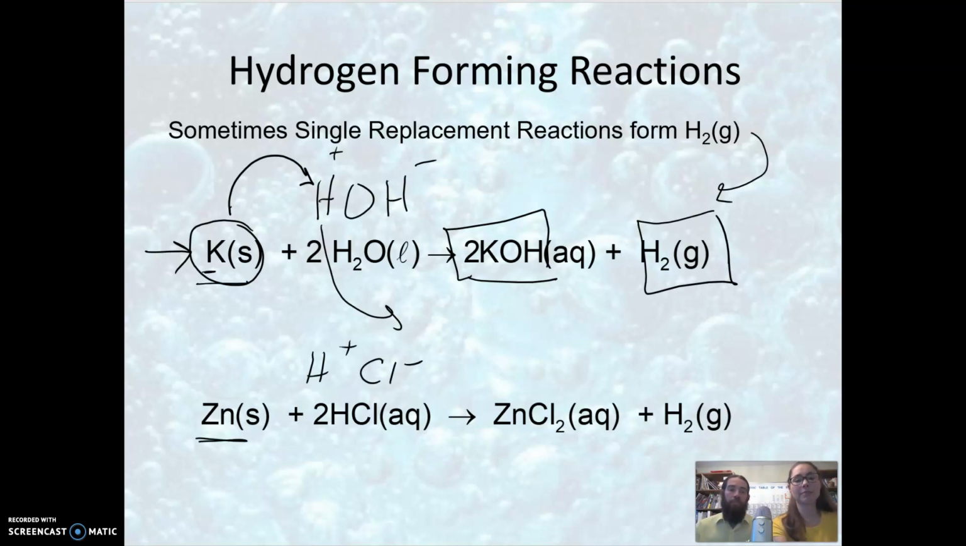Zinc again is a metal, so it will displace the metal in that ionic, well, it's actually a covalent compound, but it can dissociate into its ions. It's a strong acid, of H plus and Cl minus. So it displaces that hydrogen, kicks it off as hydrogen gas, and we have 2 chlorides for every 1 zinc because zinc is a plus 2 when it's in a compound. So we have zinc chloride there. And again, we'd go to the solubility chart to determine the state as aqueous.